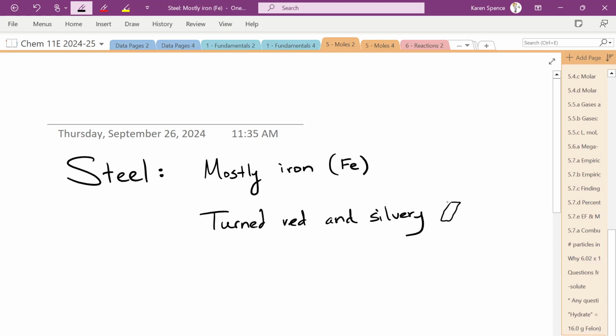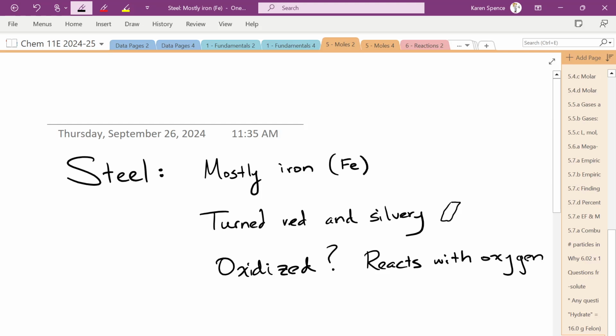Did it oxidize? Have you guys heard that word before? Yeah? So what would it mean if it oxidized? What would that mean? It reacts with oxygen, yes. Okay, so we are partway through the reaction of iron with oxygen.